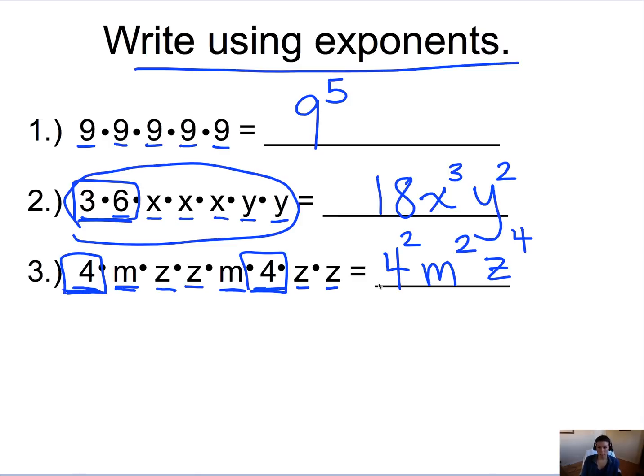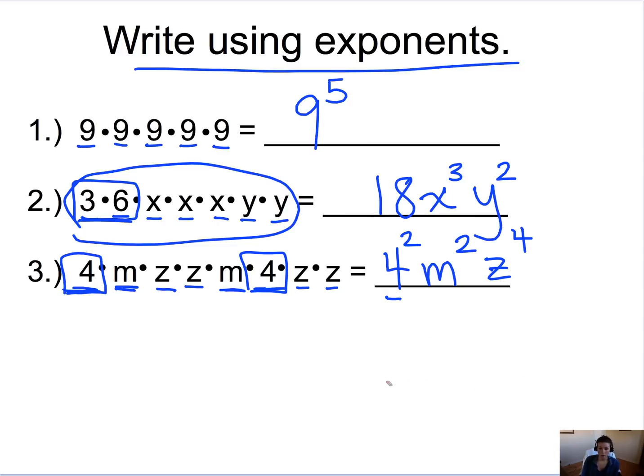Now, if we had to solve these, if it said solve or evaluate in the directions, we would not be done. We would have to actually type in our calculator 9 to the 5th power and get an answer. For number 3, we would have to type in 4 squared, which would be 16m squared z to the fourth power. But it says write using exponents in the directions, so that's not the answer I want. I want it with the exponents this time. So you have to pay attention to what your directions say.